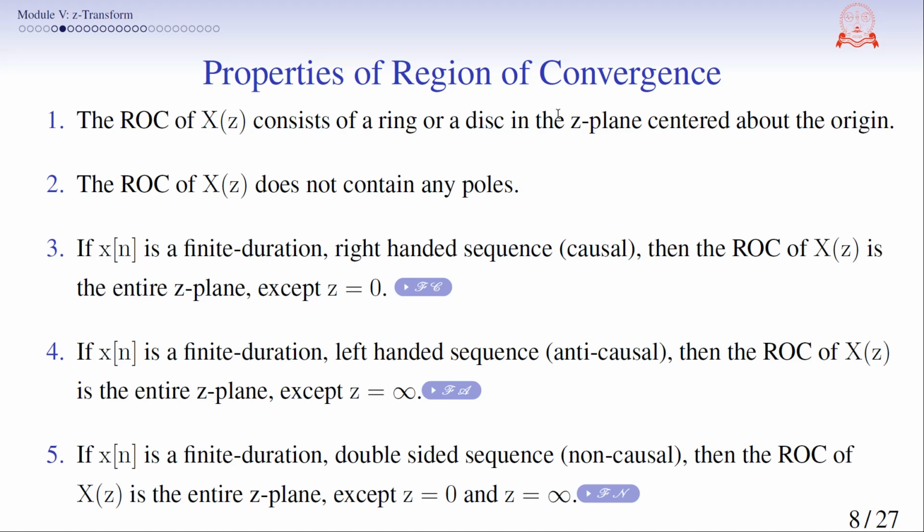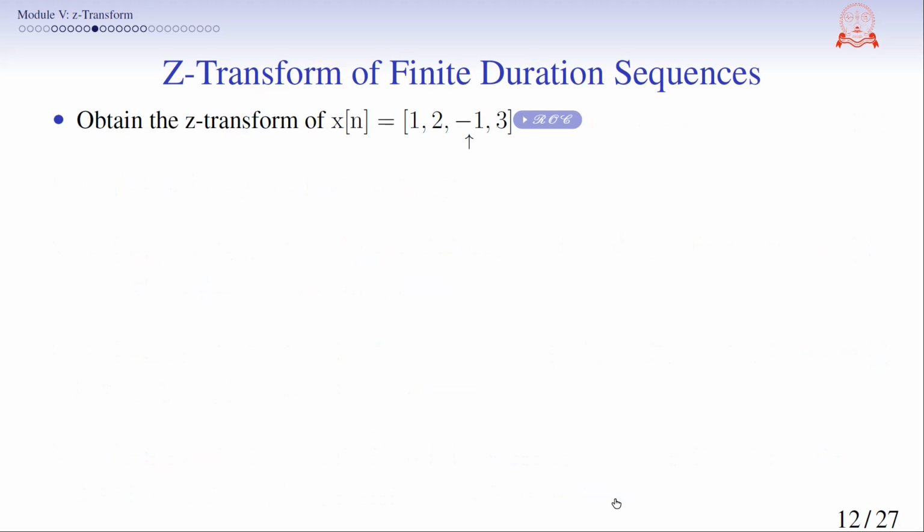And if x(n) is a finite duration double-sided sequence, or a non-causal sequence, then the ROC of X(z) is the entire z plane except z equal to 0 and z equal to infinity. Moving to an example, let us take my sequence x(n) equal to 1, 2, minus 1 and 3, where x(0) is minus 1.